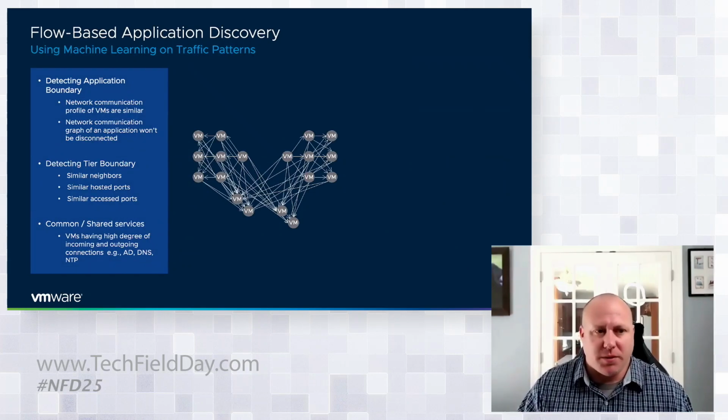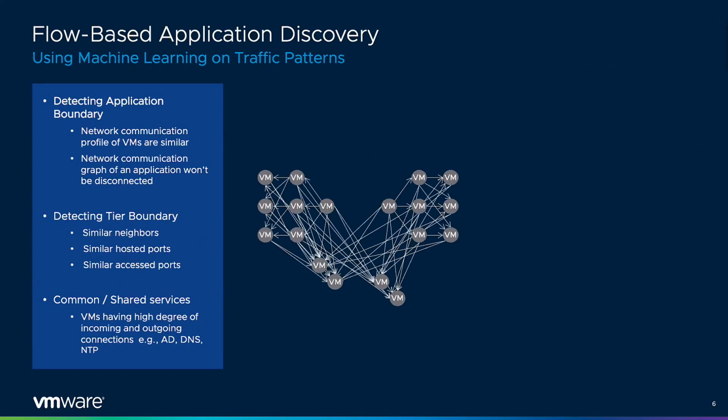So when we deal with flow-based application discovery and the machine learning, what we're doing is particularly detecting the application boundaries, looking at various network communications that are occurring. From VMs that are similar, we're analyzing things like what type of services the application is using, like DNS, Active Directory, NTP, and all of this is based off of active communication occurring within the application. So real life flows that we're ingesting and running machine learning algorithms against to group these applications. That way we can detect the tier boundaries and discover what tiers make up the application. What are their similar neighbors, similar hosted ports, also access ports. And as I mentioned, looking at common shared services.